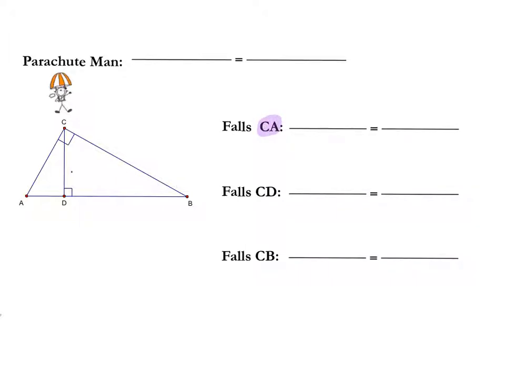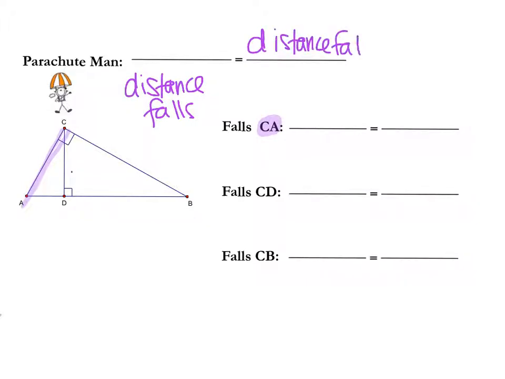So the first thing we're going to do is say he falls down CA here. If he falls down CA, we want to be able to set up the proportion correctly. So the first thing you have to know is how to set up the proportion. The rule is whatever distance he's falling goes across from each other, and you use it twice. So that would be, in this case, that side CA. And I'll give you an example with numbers in a second.